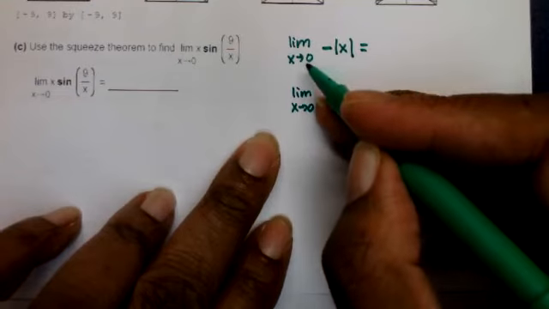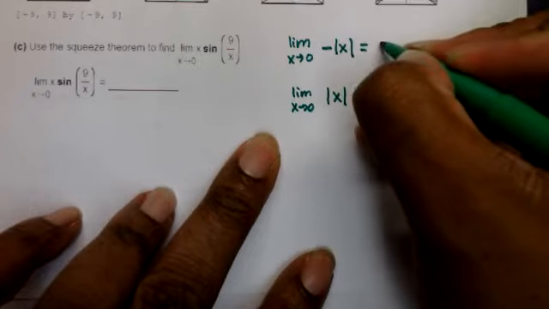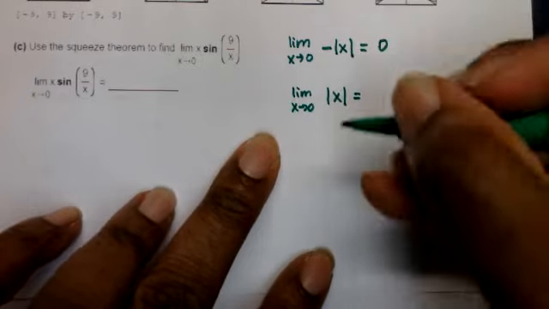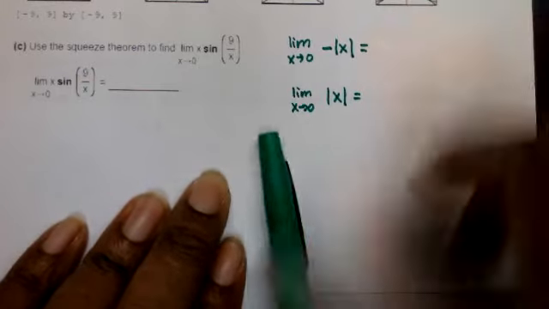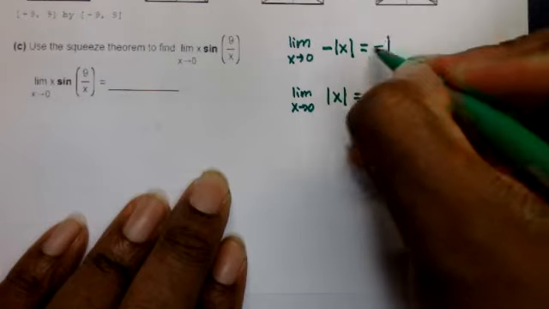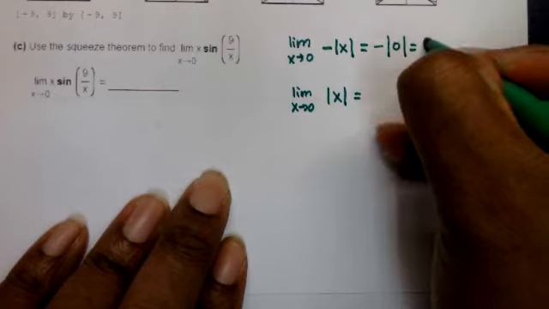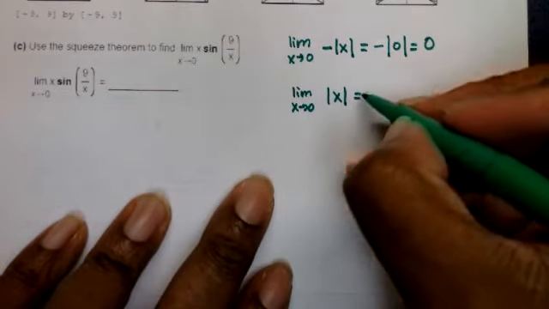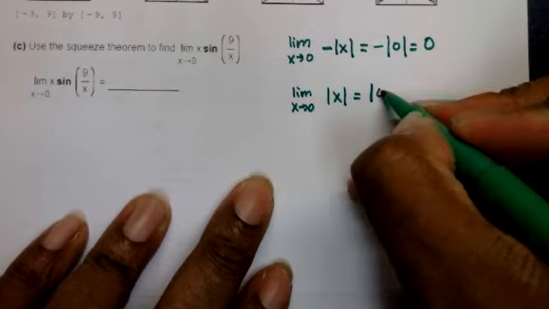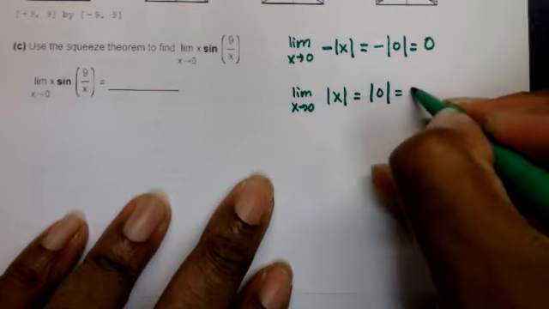All right, as X approaches 0, negative absolute value of X will go to 0, because I can do direct substitution here by just saying this. Bring the negative sign over, substitute the X with 0. Absolute value of 0, but 0 is neither positive nor negative, so it will be 0. What about the limit as X approaches 0 of the absolute value of X? Again, replace the X with 0. Absolute value of 0 is 0.